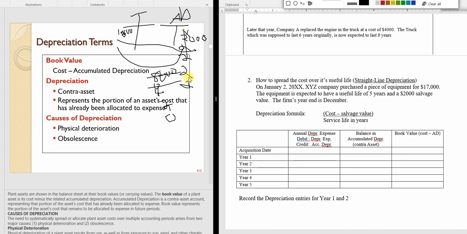So when it's fully depreciated, I've got a cost of $10,000 in the truck, and I've got $10,000 in accumulated depreciation. And you can see the book value is $0, but according to my records, I can see I still have a truck.